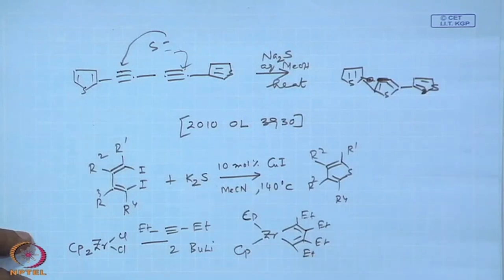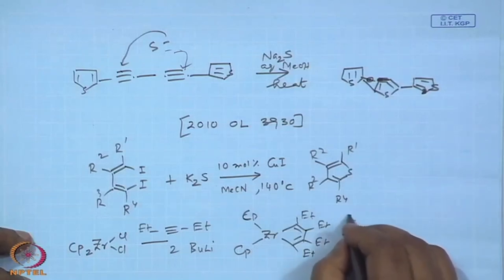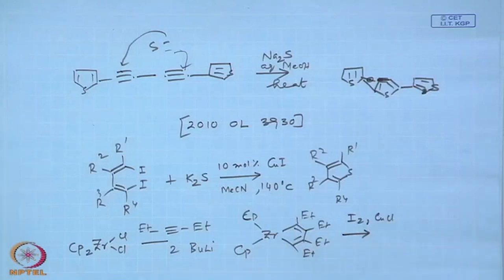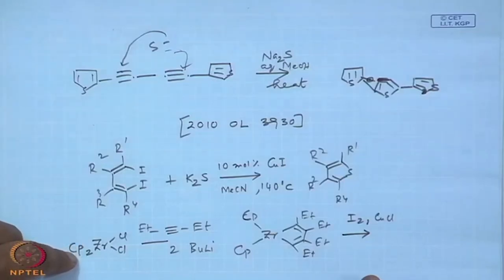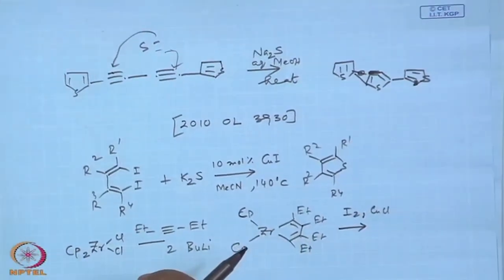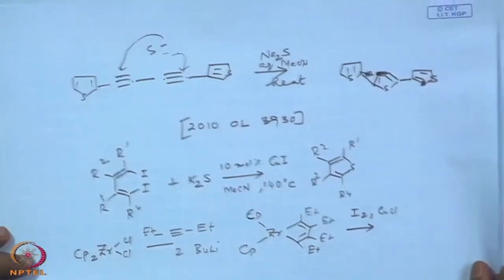So what next? And then if you use iodine and cuprous chloride, you can get this well-defined iodide substrate. That means pretty easy to make. And this is also very easy to make, that is not very difficult to make. So, that means there is a way out to this material.